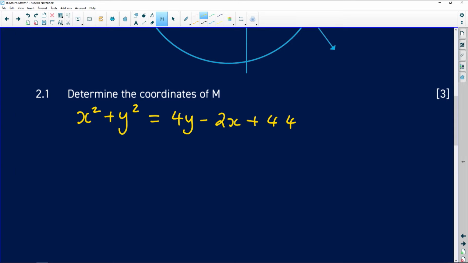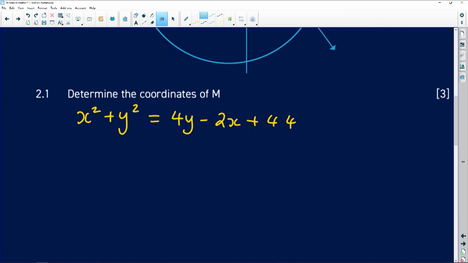Now, I'm going to try and rewrite this in the correct standard form so we can see the coordinates of the center. In order to do that, you need to apply the concept of completing the square. I think you were taught how to complete the square in grade 11. If you forgot, you're going to need to go and revise how to complete the square. So let's remind you how you complete the square when you're working with what's going on here.